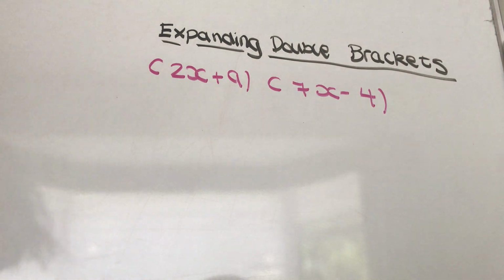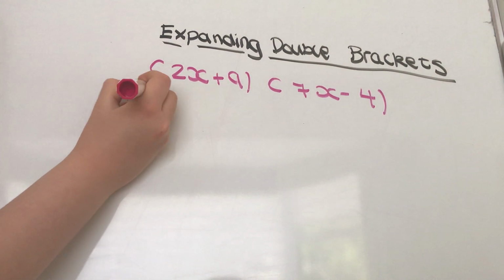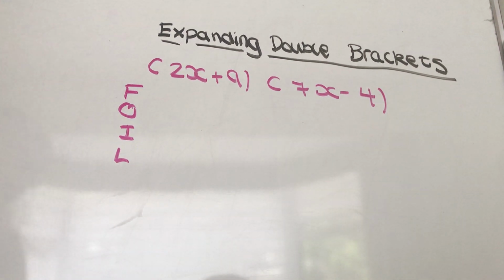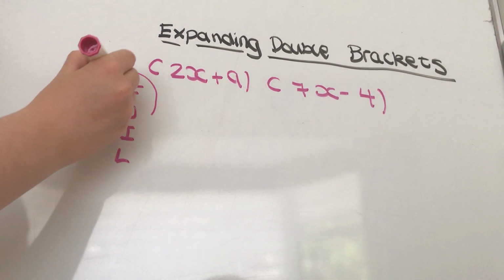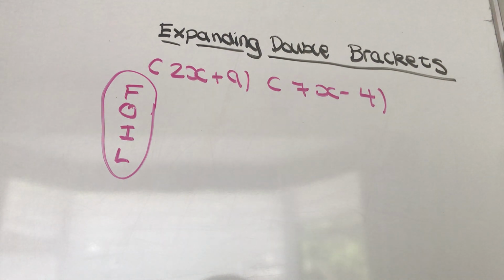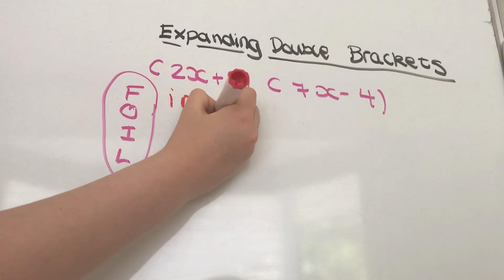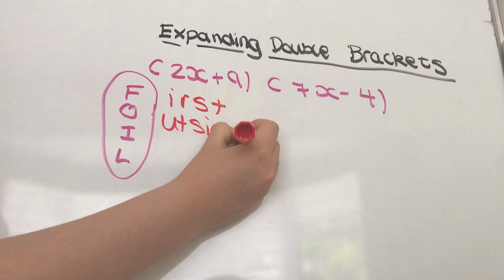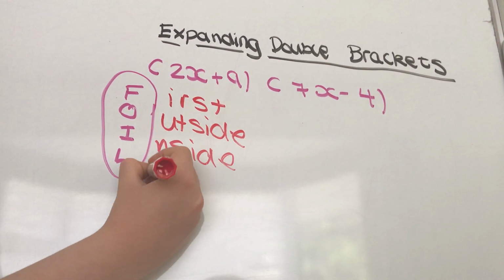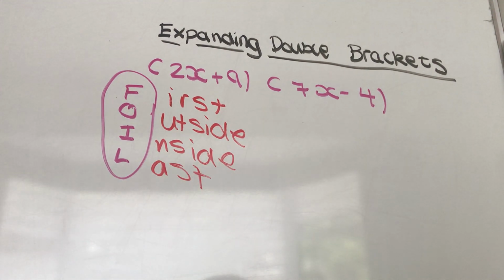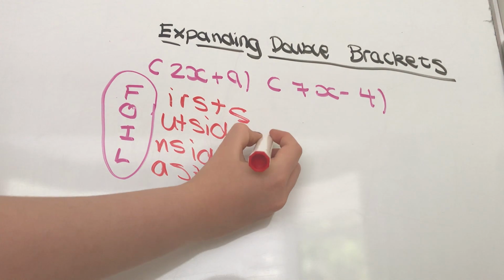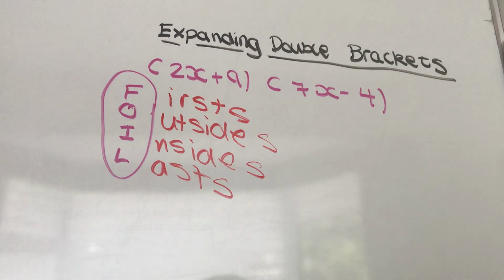So the first way you can do this is the FOIL method. FOIL is an acronym, like an acrostic poem really. What does it stand for? If you want to have a guess, you can pause the video now. If you haven't paused the video, welcome back. So what does it stand for? Well, F is for first, O is for outside, I is for inside, and L is for last. However, what a lot of people do is they go firsts, outsides, insides, and lasts because you're using two terms in each. Either way, it doesn't make much of a difference. They both mean the same thing.